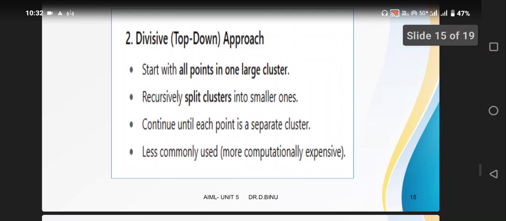Next, the divisive approach, that is the top-down approach. Start with all points in one large cluster and recursively split clusters into two smaller ones. Continue until each point is a separate cluster. It is less commonly used. Why? Because it is more computationally expensive.